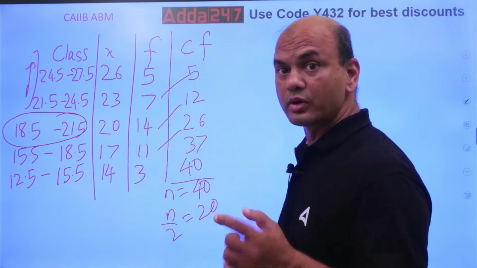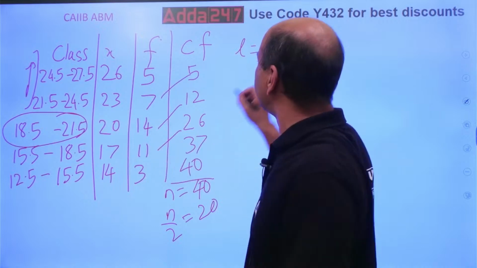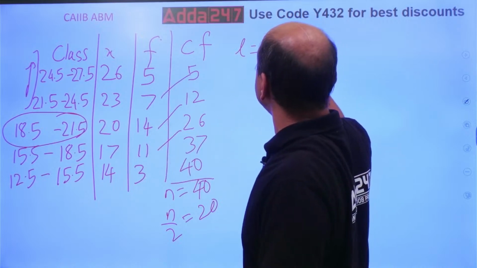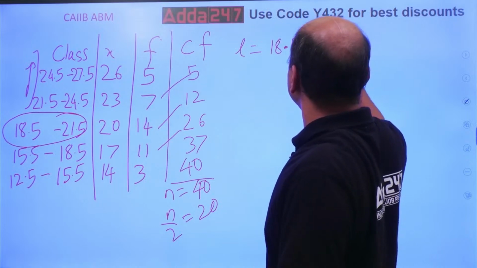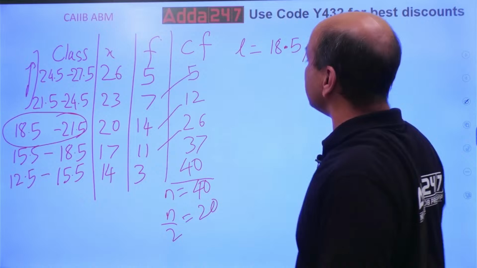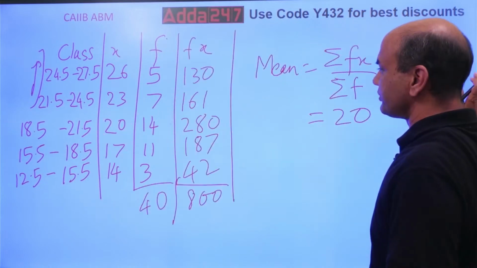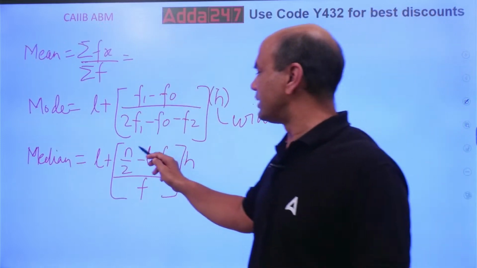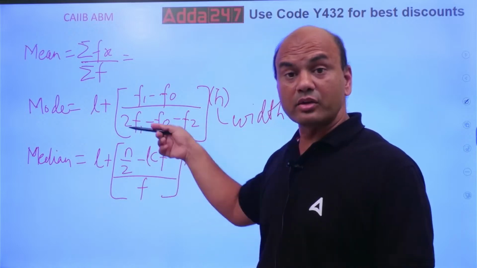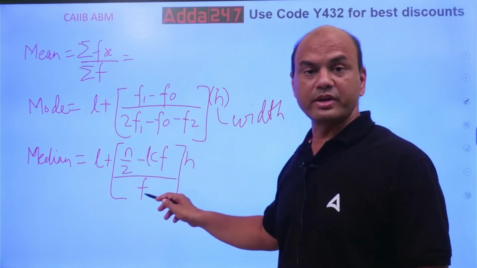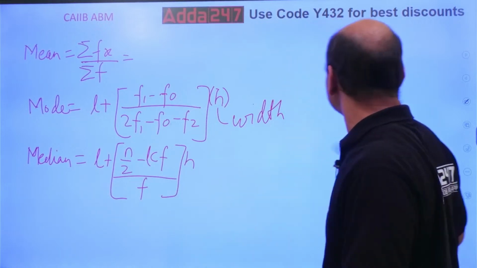What is L now? Lower limit. L equals lower limit of what? This 18.5. So L equals 18.5. Okay. What is N upon 2? N upon 2 is 20. What is LCF? LCF means lower than cumulative frequency. We just now saw this formula. N upon 2 minus LCF, lower than cumulative frequency. F is the frequency of whatever median class is there. H is the width.